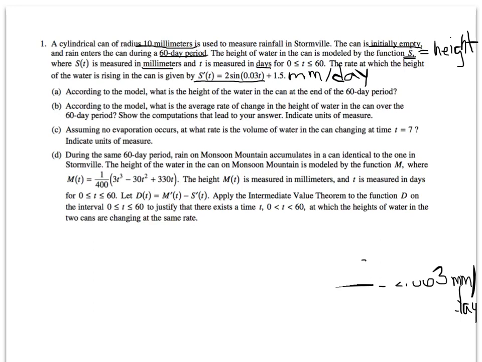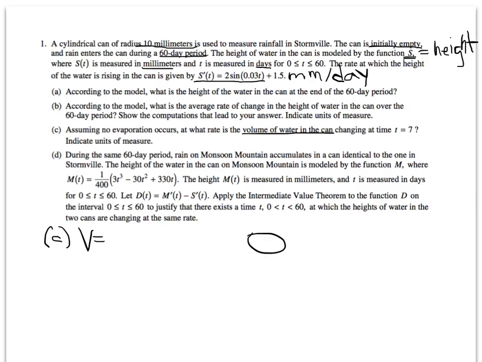Okay, so part C says, assuming no evaporation, at what rate is the volume of water in the can changing? Well, what would be the volume in this can? We were told it's a cylinder. So if we have a cylinder, we have something that looks roughly like this, right? And we know we have to take the area of the base multiplied by its height. Well, the area of the base would be pi r squared times height. Now we want to find the rate of change. So really, this is a related rates problem, and it's the rate of change with respect to time. So I'm going to take the derivative of both sides with respect to time, okay?